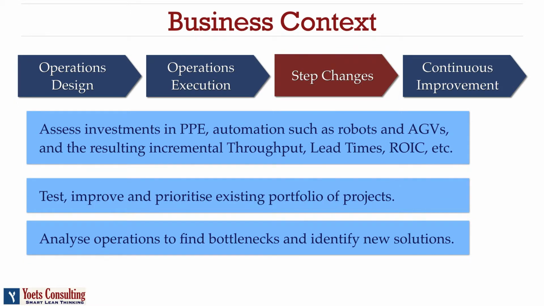Step changes or transformation projects, right? We can assess investments in plant and equipment. We can assess the investments in automation such as robots and AGVs, and the resulting incremental throughput and improvement in lead times and the improvement in the return on invested capital. These things can be done. We can also test and improve and prioritize the existing portfolio of change projects. We can analyze operations to find bottlenecks and identify new solutions. These are all in the context of making step changes to your operations.